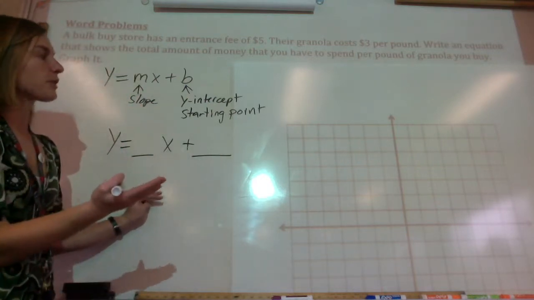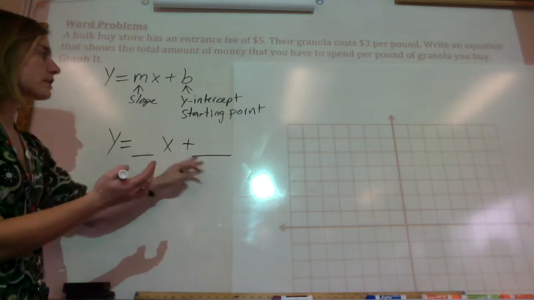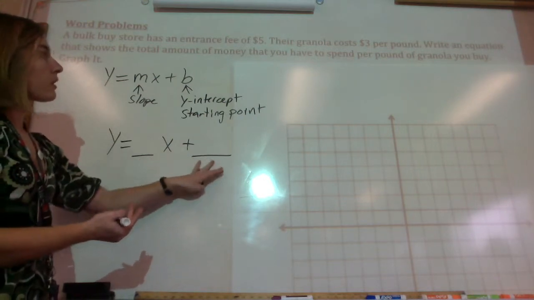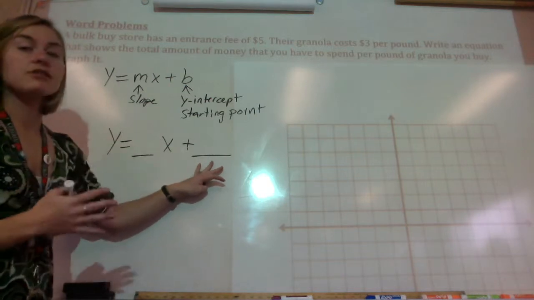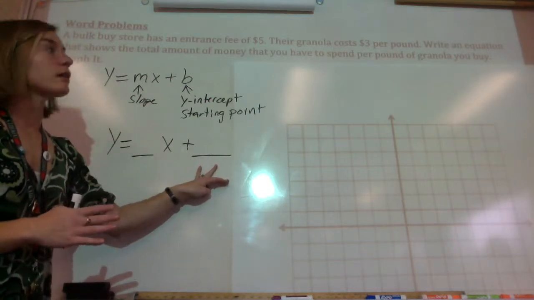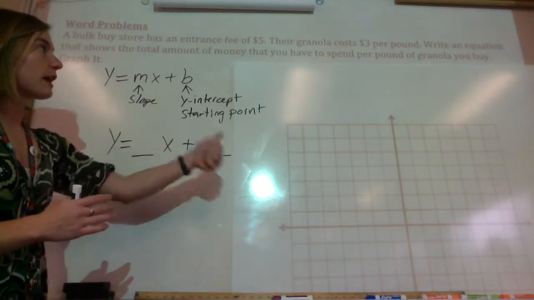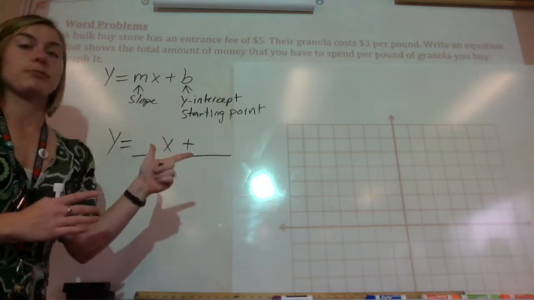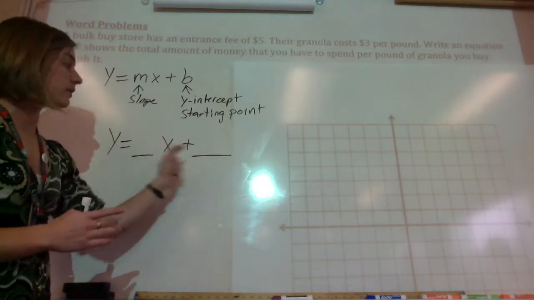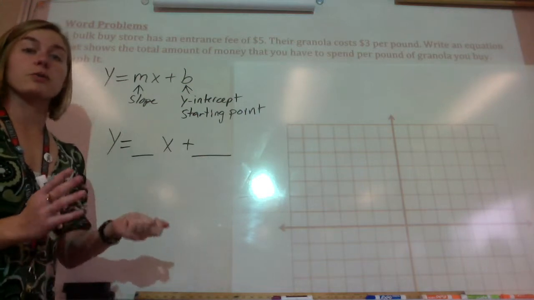So we can start with either our intercept or our slope. Well, the first thing they tell us is that there's an entrance fee of $5, okay? There's two pieces of information here. Entrance fee of $5 and then $3 per pound. Well, all we need is to fill in each of those somewhere. We just need to know which one goes where.